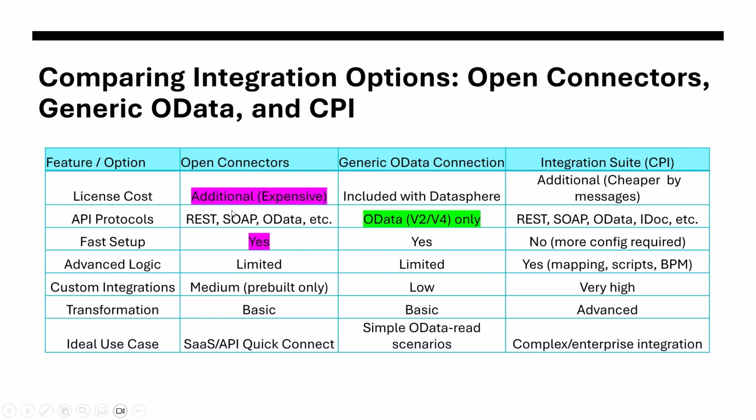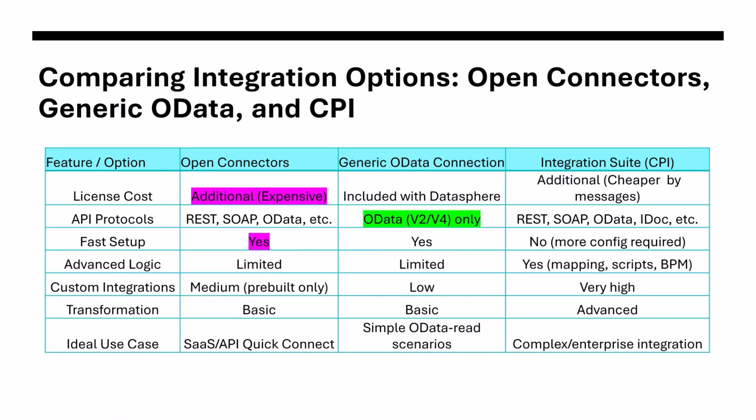So definitely this option gets better feasibility in use. And then setup is really fast in Open Connectors because there are pre-built connectors available. You just create an instance in Open Connectors in the integration suite service and then start using them in Datasphere by creating a new connection. So it's really fast.